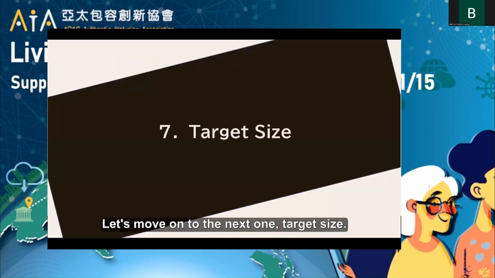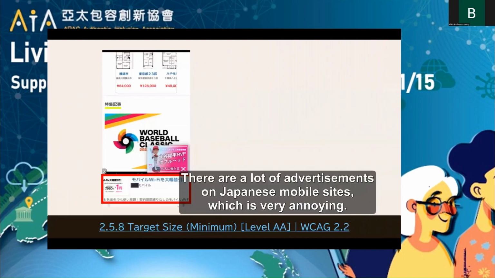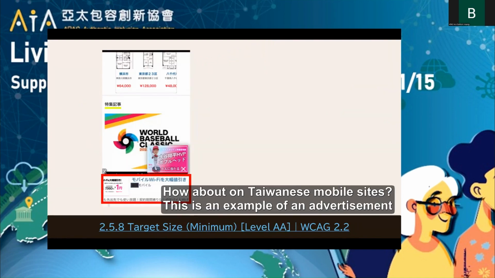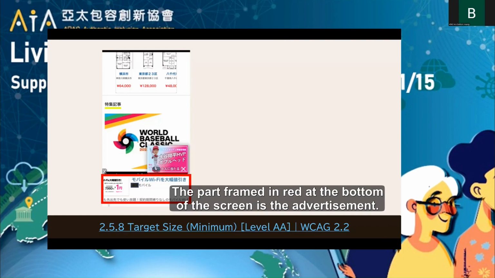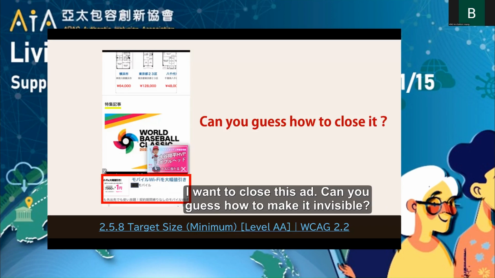Let's move on to the next one, target size. There are a lot of advertisements on Japanese mobile sites, which is very annoying. How about on Taiwanese mobile sites? This is an example of an advertisement that we actually often come across when viewing web pages on a smartphone. The part framed in red at the bottom of the screen is the advertisement. I want to close this ad. Can you guess how to make it invisible?